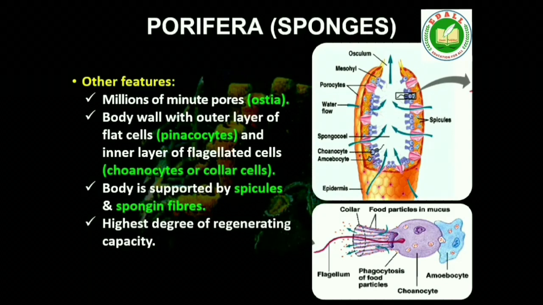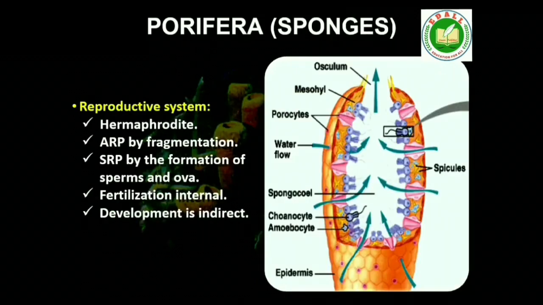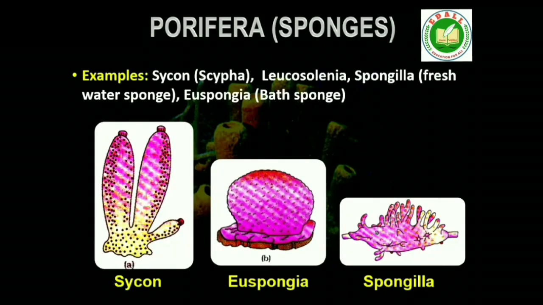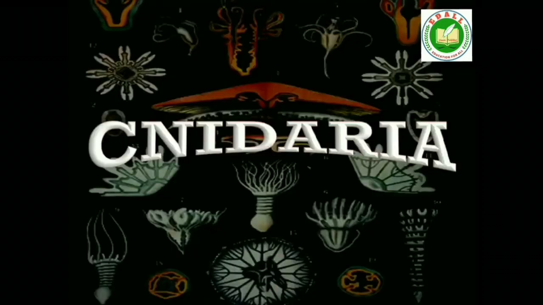Choanocytes or collar cells line the spongocoel and the canals. Digestion is intracellular. The body is supported by a skeleton made up of spicules or spongin fibers. Sexes are not separate; they are hermaphrodite, that is, eggs and sperms are produced by the same individual. Sponges reproduce asexually by fragmentation and sexually by formation of gametes. Fertilization is internal and development is indirect, having a larval stage which is morphologically distinct from the adult. Examples are Sycon, also called Scypha, Spongilla, also called freshwater sponge, and Euspongia, also called bath sponge.